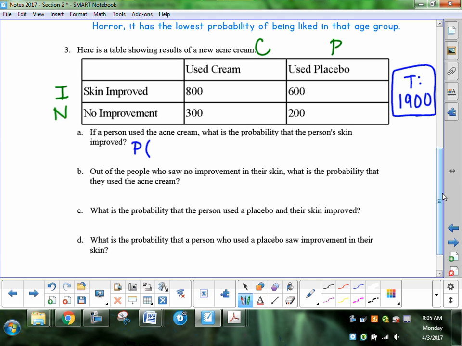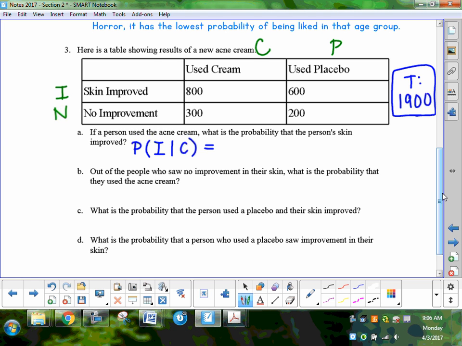So who are you drawing from, I guess? What's your subset that you're pulling from? So it's something given that they use the cream. And what is that something we want to have happen? The skin improved. So it's improvement given that they use the cream. Now, how would we set that up? We would need to find the probability that they improved and they use the cream over the number of people that use the cream. Go through right now and compute out what that would be.